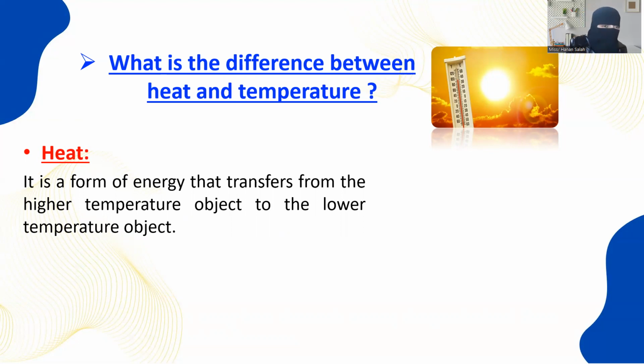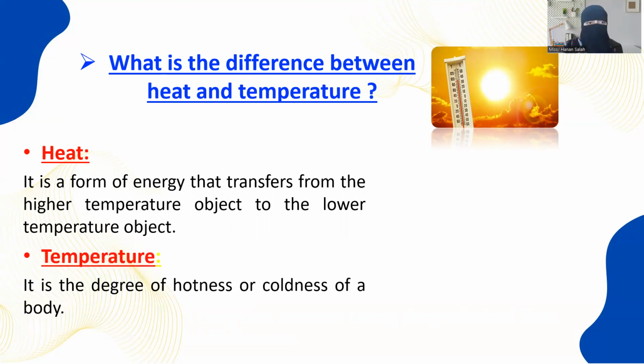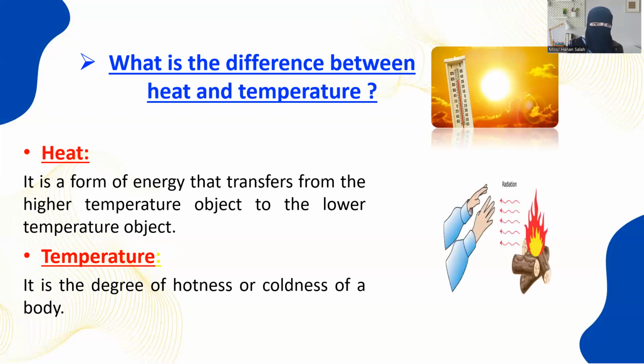So what is the meaning of temperature itself? Temperature is the degree of hotness or coldness of the body. You mean the degree itself, it's 50 or 30 or 20 or 0. So that is the temperature of the body, the degree of hotness or coldness of the body.